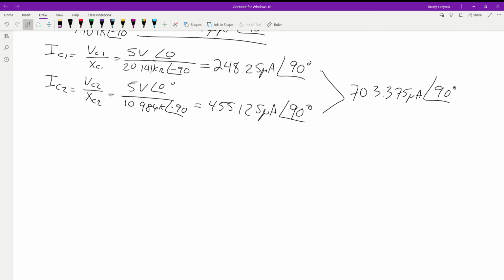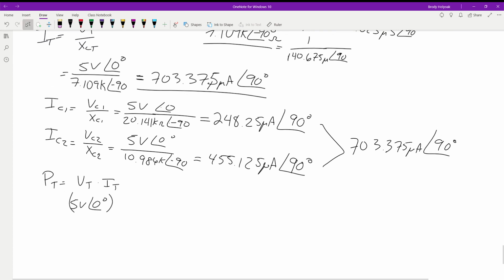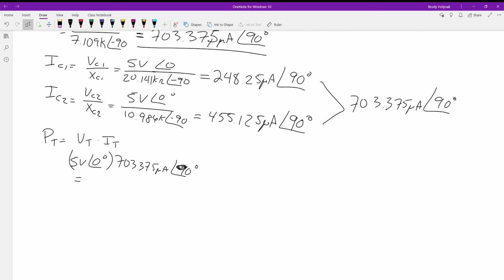Okay? So the power total is equal to the voltage total times the current total in RMS. Voltage total was 5 volts at 0 degrees. The current total was 703.375 microamps at positive 90. But when we're dealing with power, the angles go away. We just want to know what the value is. What's the magnitude of this power? Because power is power.